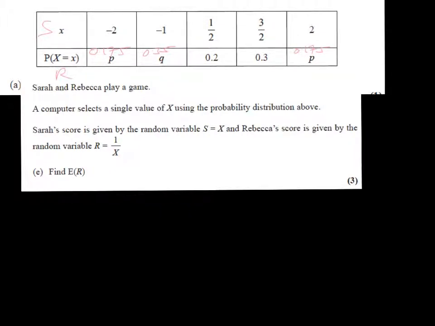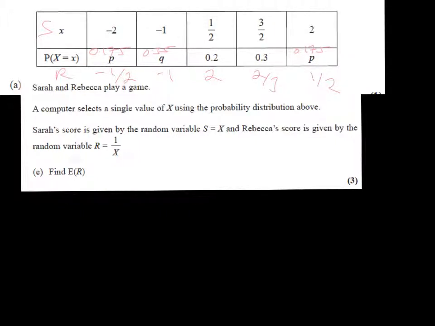In part E, we're told that this probability distribution function forms the basis of a game between Sarah and Rebecca, and we're told that Sarah's score effectively mirrors the score that we've got at the top here, whereas Rebecca's is the inverse of each outcome here. So the first thing we're going to do is write in Rebecca's score, which is going to be negative a half, negative 1, 2, 2/3, and half.